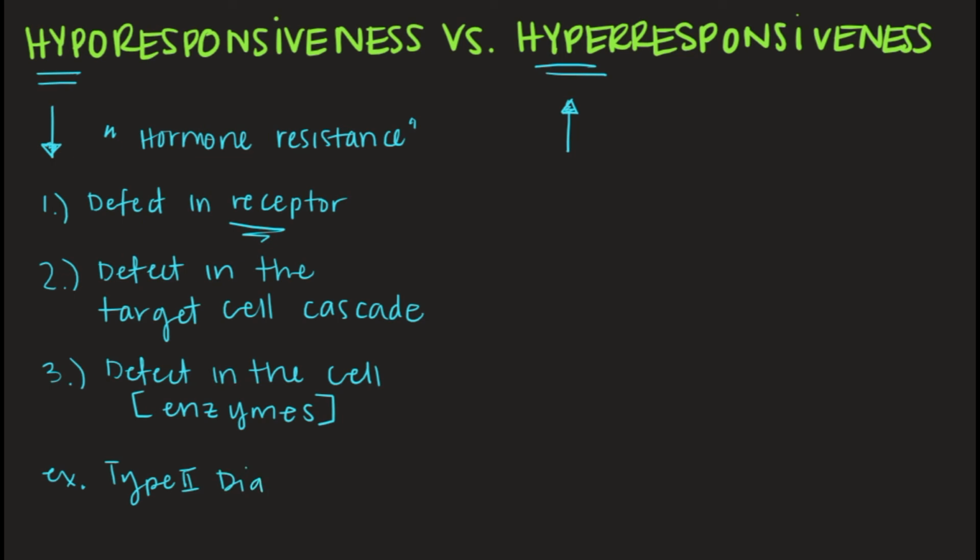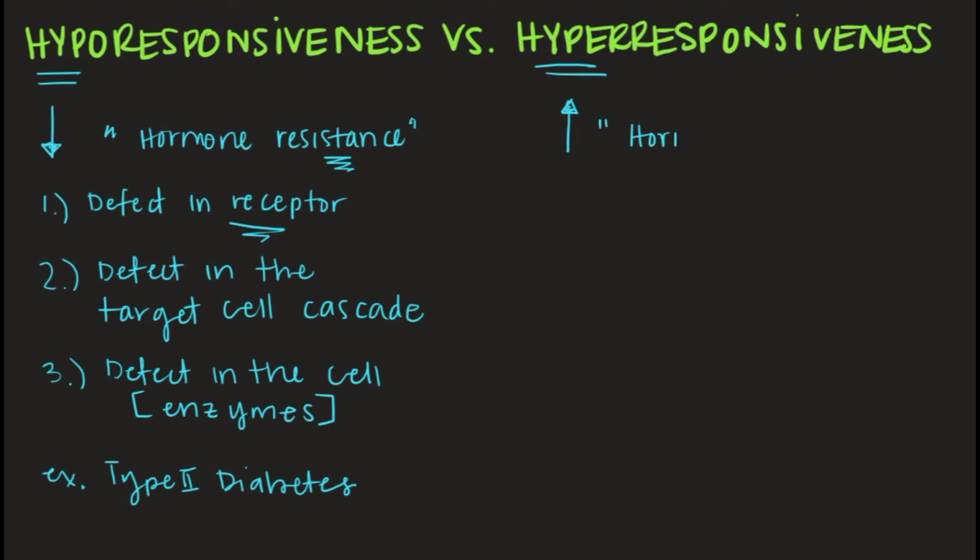A good example for you to remember for hyporesponsiveness is type 2 diabetes. One of the probable reasons for type 2 diabetes is the issue of the target cell not responding to insulin correctly, and therefore it has an insulin resistance. So that's hyporesponsiveness.